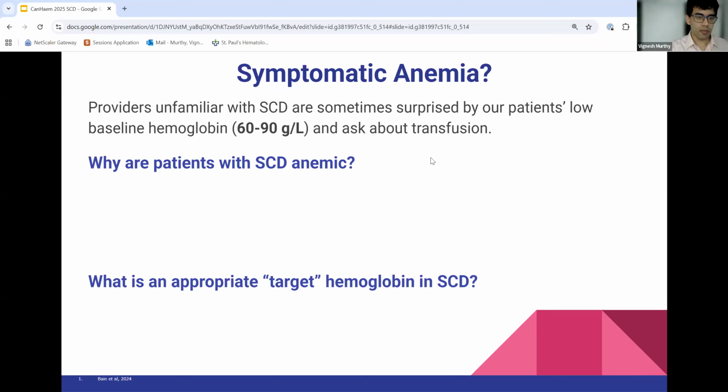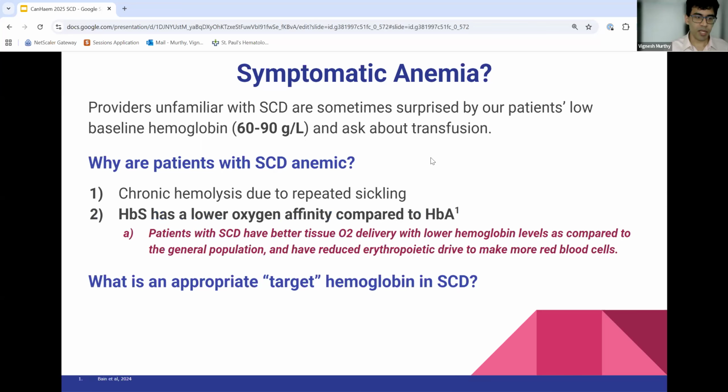And so I think the best way to address this question is to, one, ask, well, why are these patients anemic to begin with? And then what is an appropriate target hemoglobin, if any? So first of all, why are they anemic? Of course, there's chronic hemolysis due to repeated sickling.